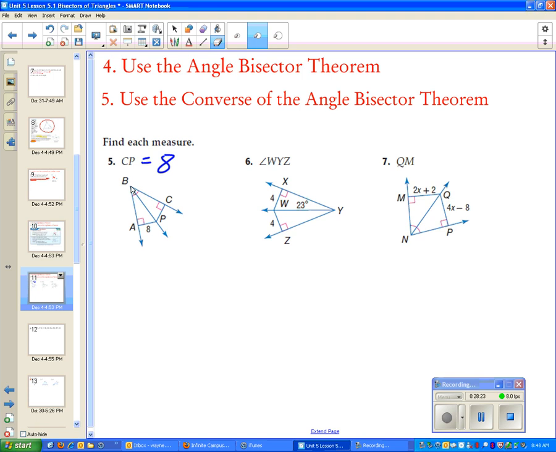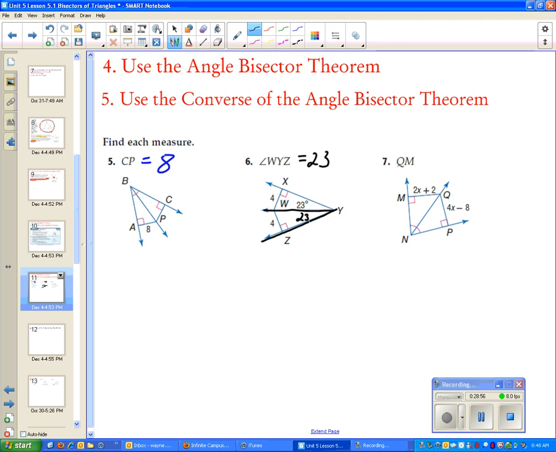Well, maybe they'll get more difficult. Hope so, right? This time they want the measure of angle WYZ. So I'm going to outline angle WYZ. What's its measure? 23. Because that ray is the angle bisector. How do I know ray YW is the angle bisector? Because W is equidistant from the sides. That's how I know that's the angle bisector. So if one half is 23, the other half is 23.